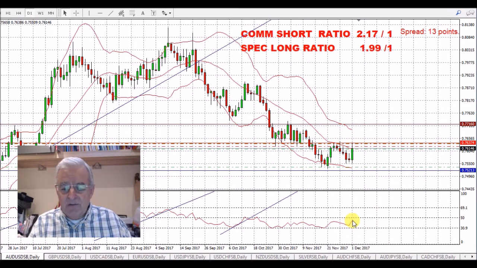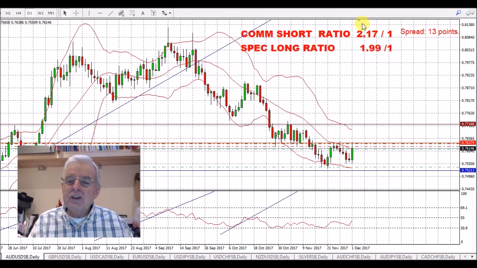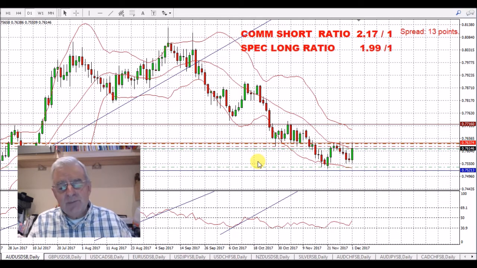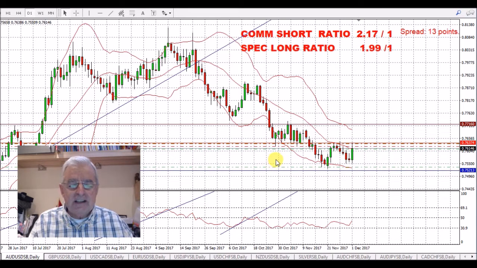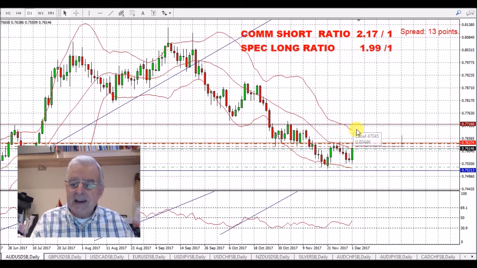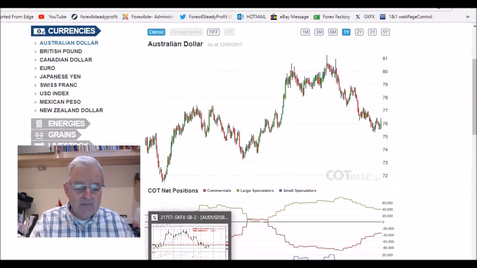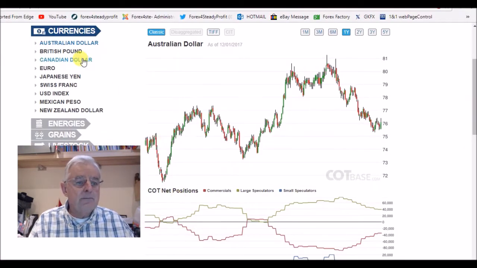We've spiked up on the RSI, and we have a commercial short ratio of 2.17 to 1, which is reduced from last week. And also the open interest is actually a bit higher. So just on open interest and the fact we've reduced our ratio, we might just expect a little bit of a bounce up on that pair. There we go. Now the next one, British pound.